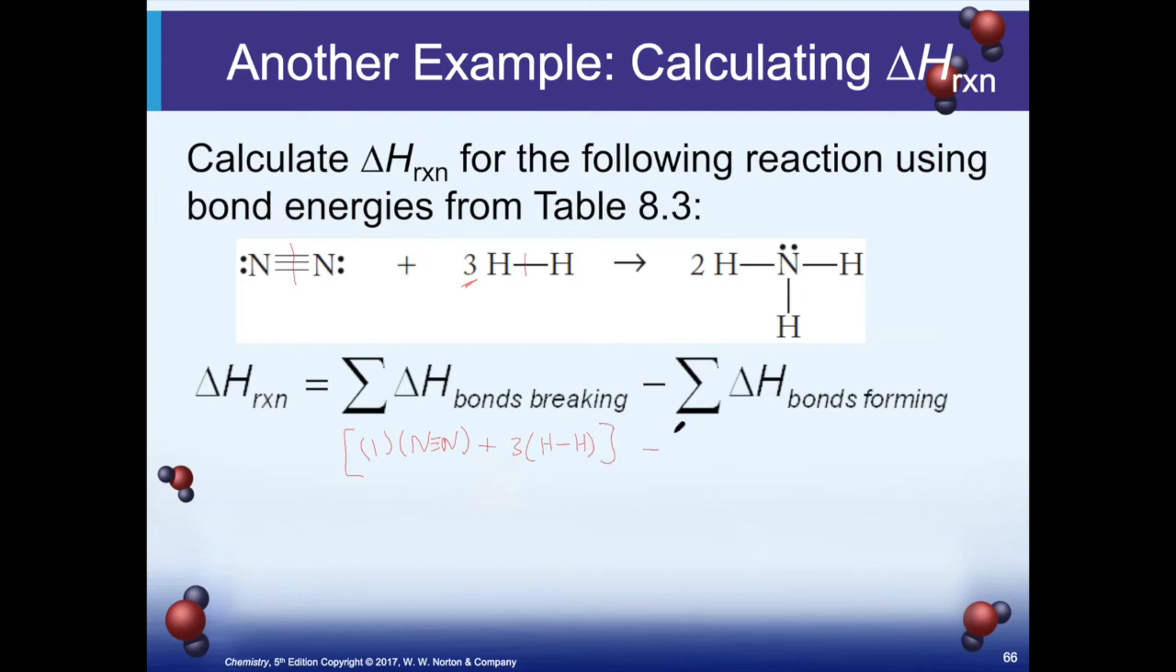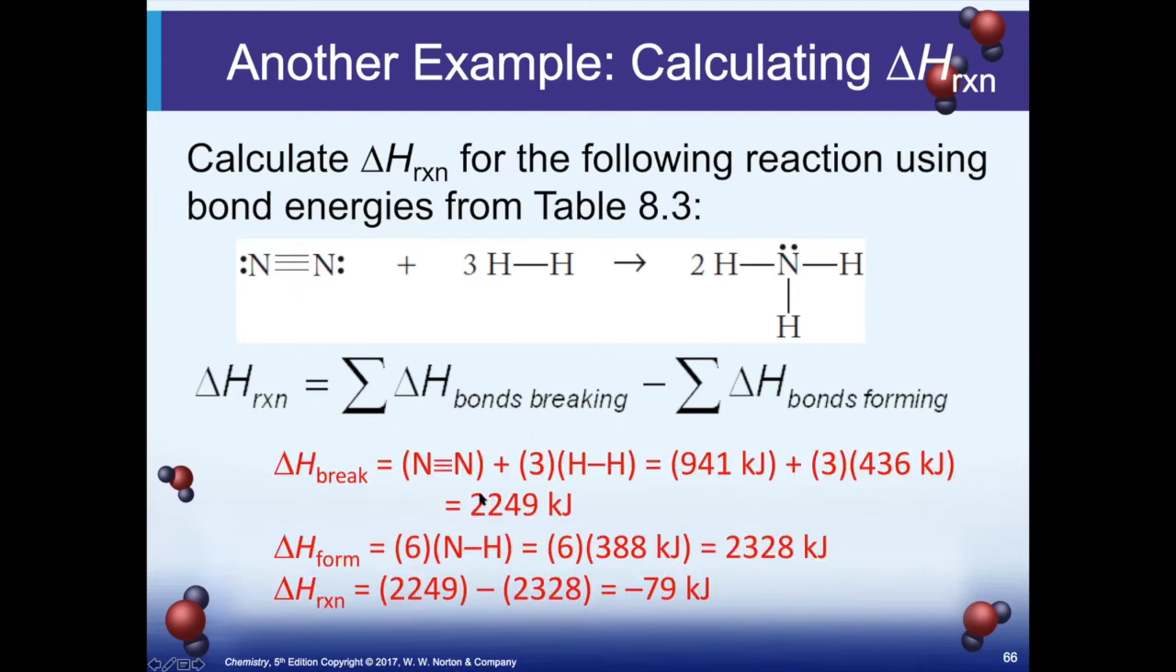Okay, and then we're going to subtract from that the total of all the bonds that we're forming. We're forming 2 times, there's 3 nitrogen-hydrogen single bonds in here. 1, 2, 3, so 3 times 2 is 6. So 6 times a nitrogen-hydrogen single bond. So I'll just go to that table and look up the value for these 3 bond types and plug those into the equation.